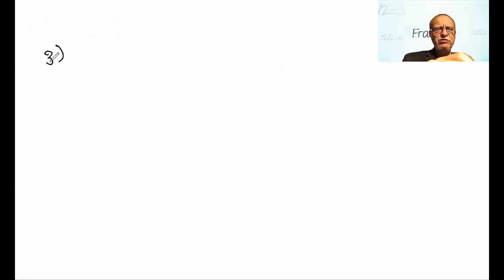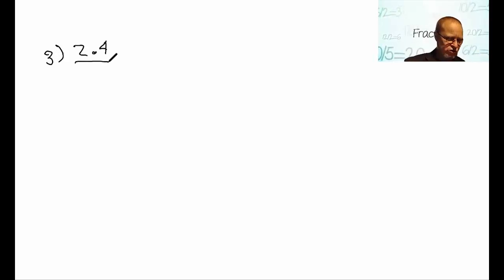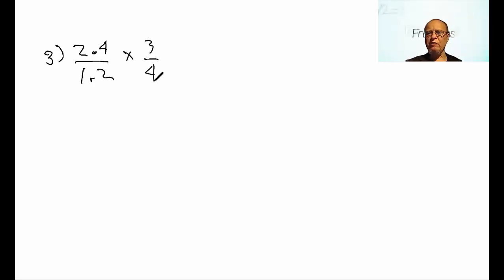What happens here is we actually have decimals in the fraction. So we have 2.4 and 1.2, and we're multiplying that by 3/4. Now the issue is that we first have to get rid of that decimal. So we see that the decimal terminates at the 10th place. So what we have to do is multiply the top and the bottom by 10 in order to get rid of that decimal.